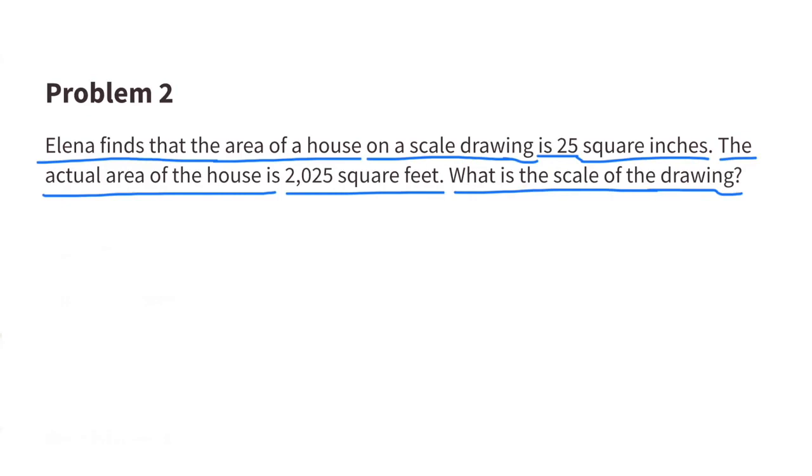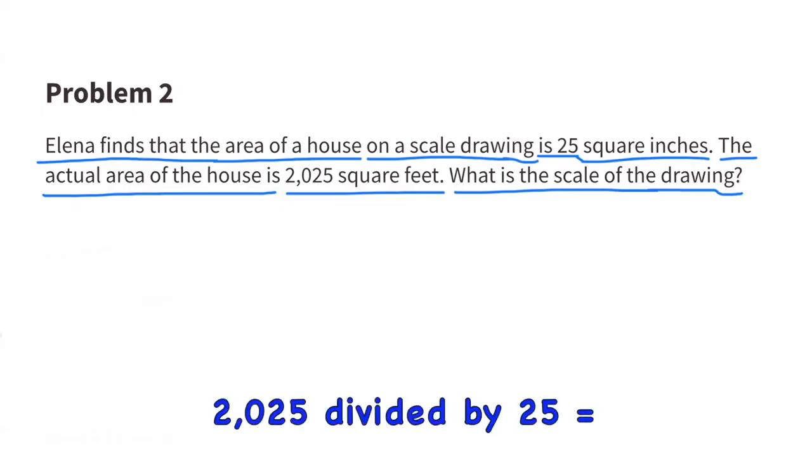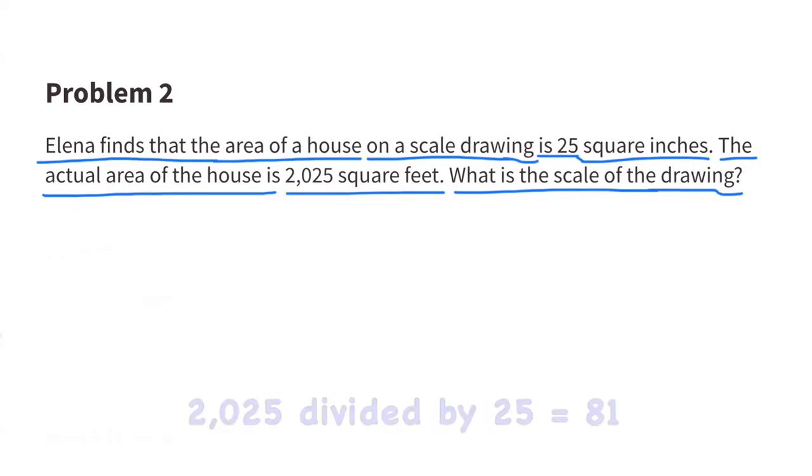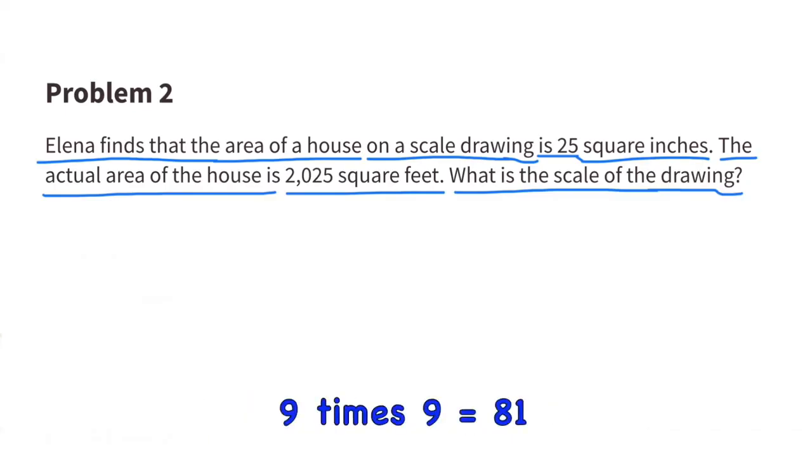Number 2. Elena finds that the area of a house on a scale drawing is 25 square inches. The actual area of the house is 2,025 square feet. What is the scale of the drawing? 2,025 divided by 25 equals 81. And 9 times 9 equals 81. The scale of the drawing would be 1 inch to 9 feet.